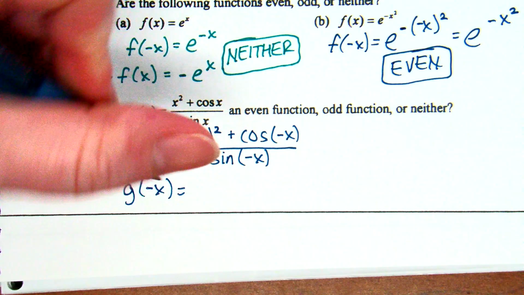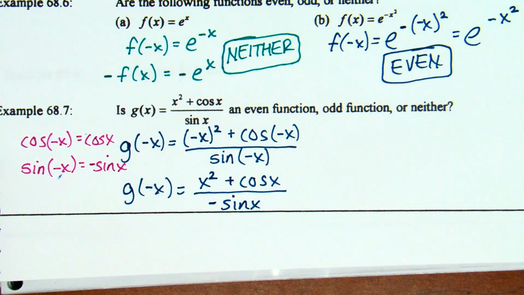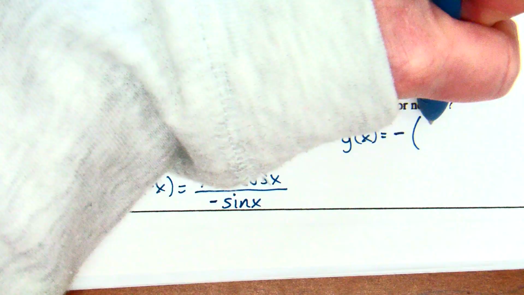So, let's clean this up. Negative x raised to the second becomes x to the second. Cosine of negative x is plus cosine x. Sine of negative x? Negative sine x. Okay, do we match the original? No. We are off by a sign. So now we need to try negative g of x, which means you take a negative and you multiply it by the function.